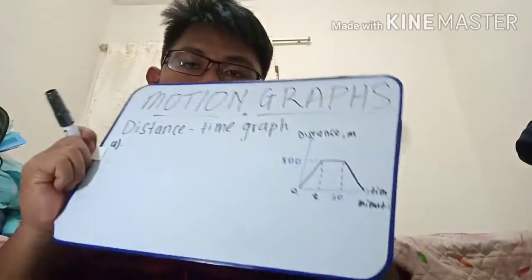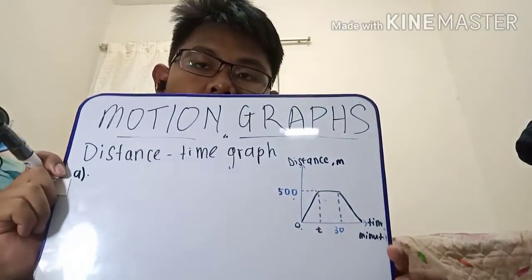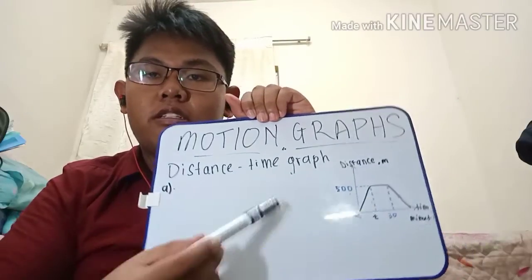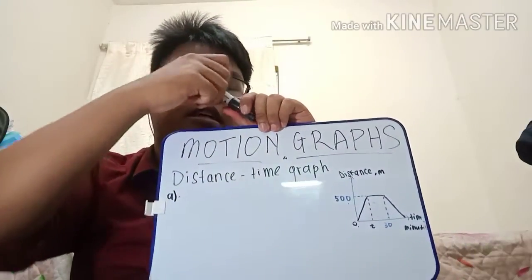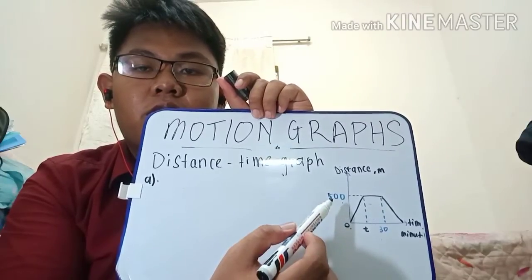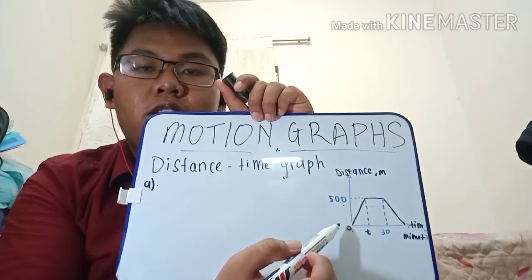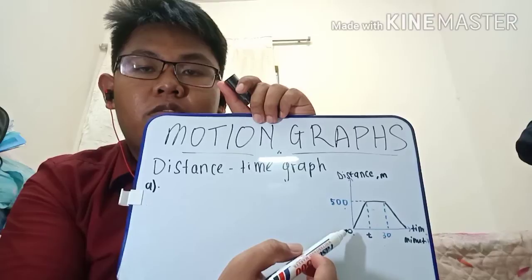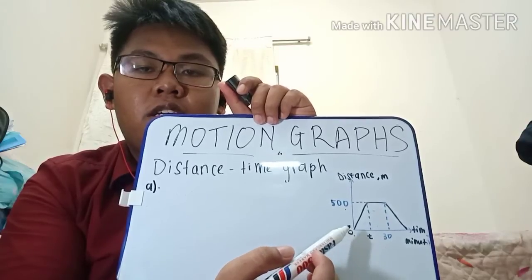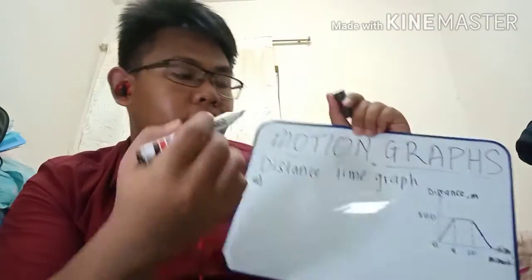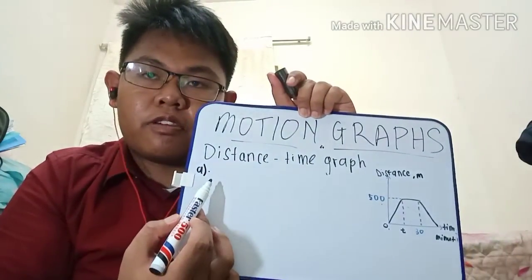Let's try to solve question A first. Question A asks us to find the total distance traveled by Suhana. As we can see here, from Suhana's house to her friend's house, the distance between the houses is 500 meters, which means that from 0 until t, Suhana moved 500 meters to her friend's house. So let's put 500 meters here.